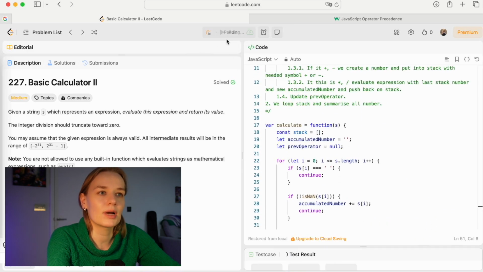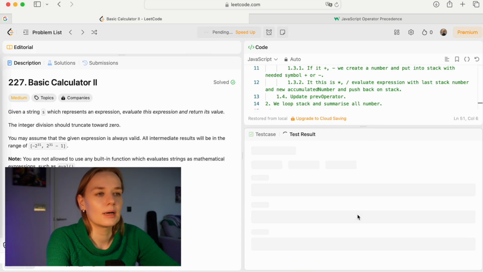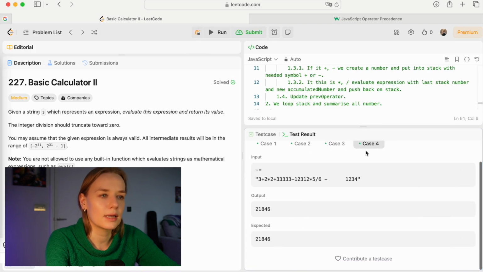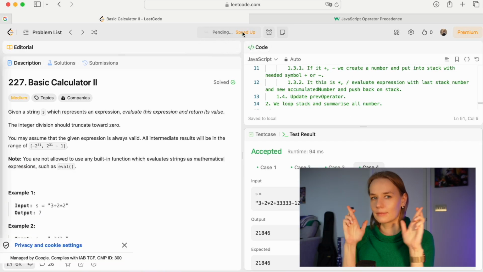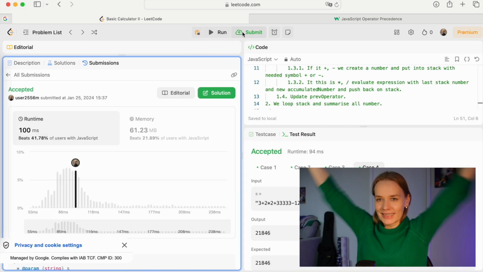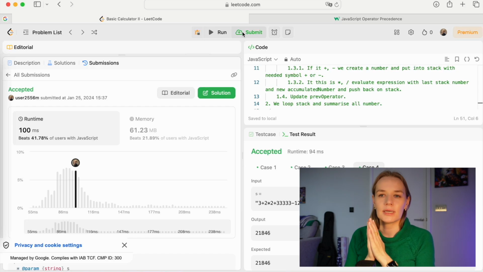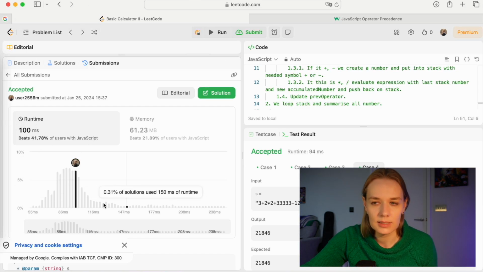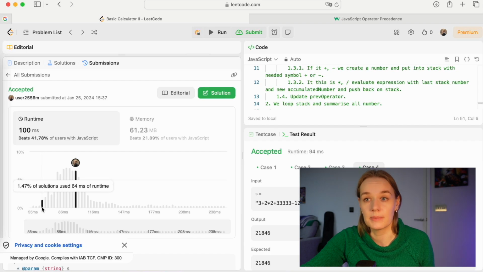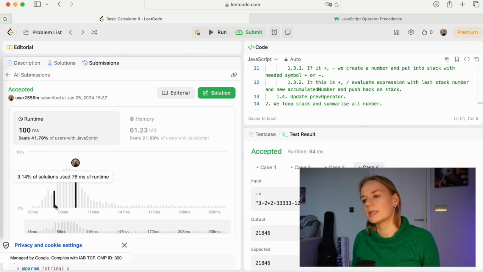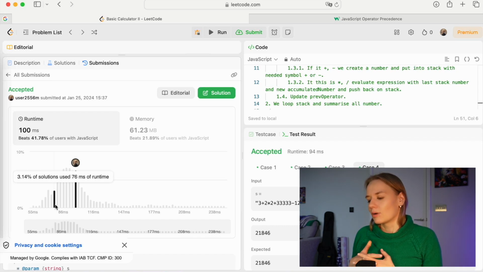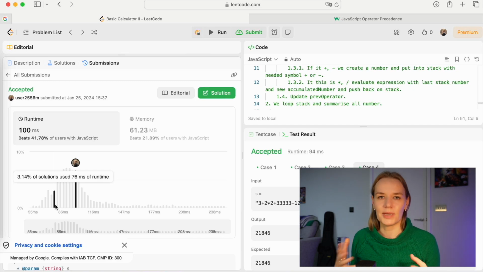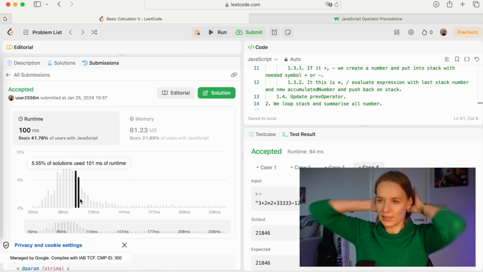And let's try to run our test first and look at how it looks. Everything is green. We are very happy. Submit. Yes, we did it. Our algorithm runs in 100 milliseconds. There are some solutions which are much faster, but I also know that on LeetCode it depends on how much calculation the LeetCode server is doing, and it can be not always consistent, unfortunately.